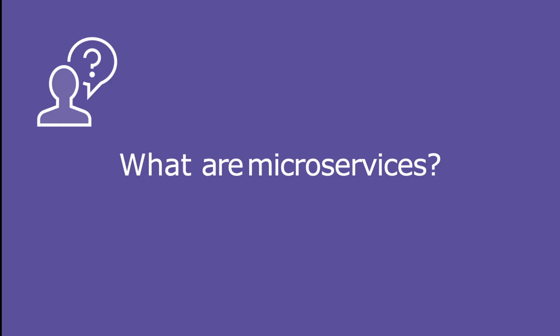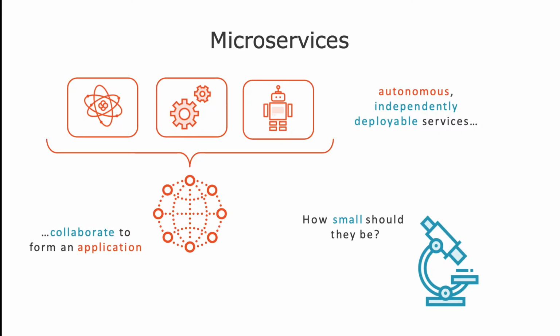The main question that we need to answer is, what are microservices? And in my point of view, microservices are autonomous and independently deployable services that are small. So how small should microservices be? They should be small enough to implement one business capability. Only one business capability should be implemented by a microservice.